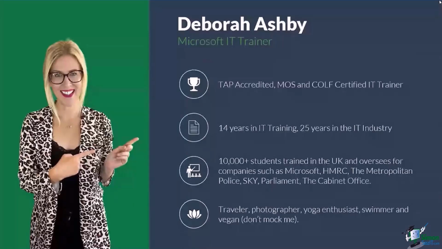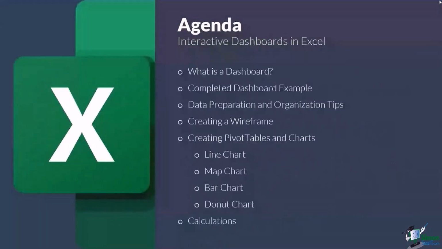So let's take a quick look at our agenda for today. As I mentioned, we're going to go through a little bit about what exactly is a dashboard, why it's going to be useful, and the best way to illustrate that really is to just show you a completed dashboard example. So we're going to start straight off the bat by showing you a completed version. Please don't judge my design skills, that's all I'll say. We'll then run through some data preparation and organization tips. This is just going to help you be a little bit more organized, because dashboards can get really complex and you might find yourself with lots and lots of different tabs. So we want to try and organize that as best as we can.